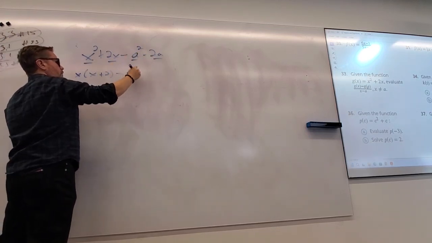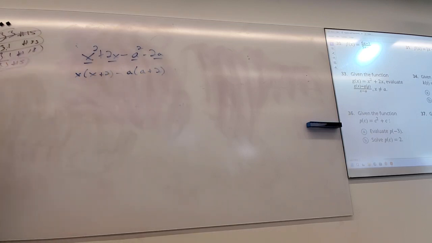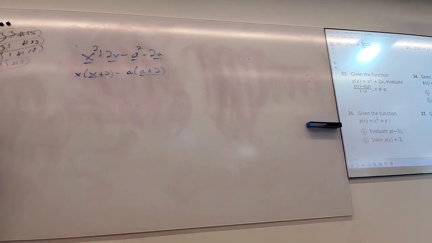Negative a? Negative a. Can I do the next step? Yes. Or no? What tells me I can do the next step is if I have something common. Do I have anything common to these? Plus 2? There's no 2 anywhere up there. I did not write a 2 anywhere.